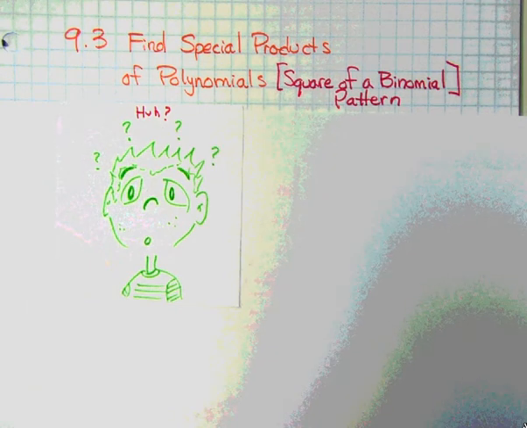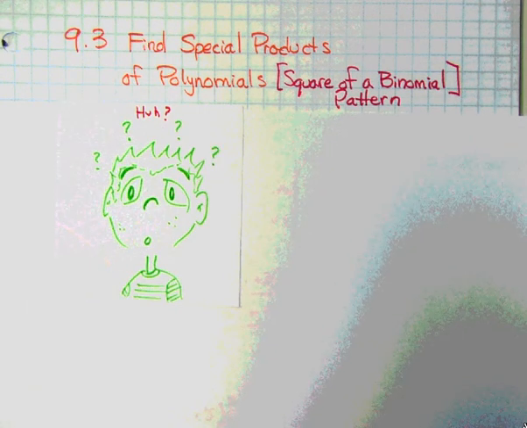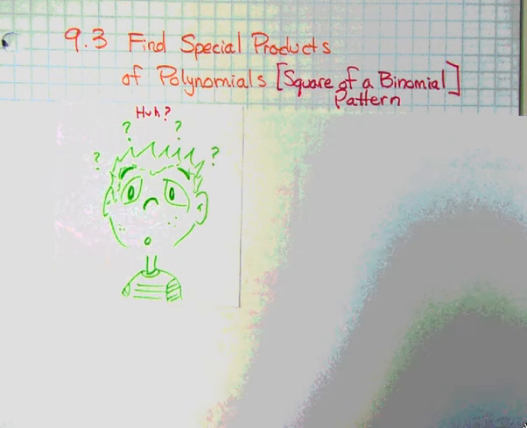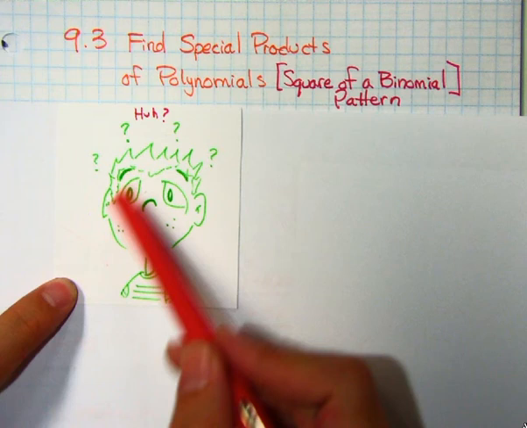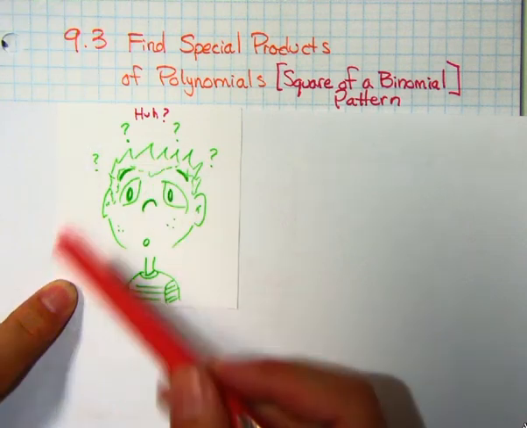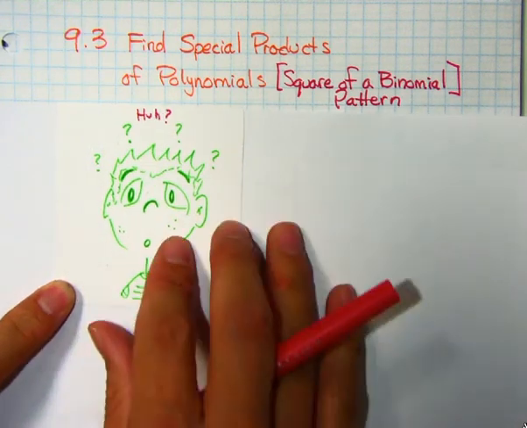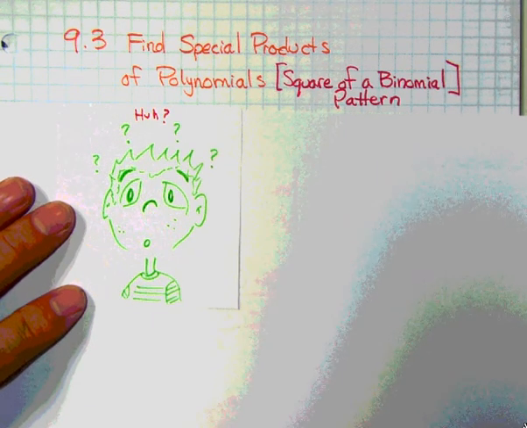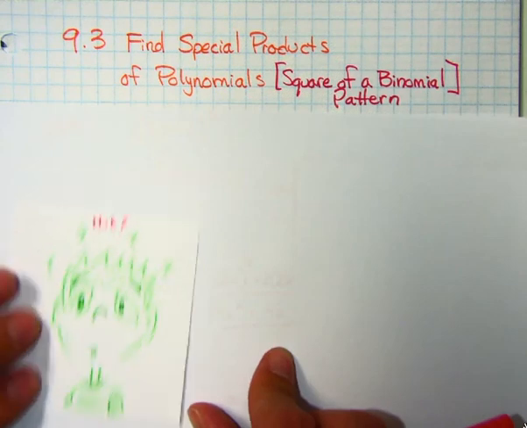In this video, we're going to talk about finding special products of polynomials, and in specific, it's the square of a binomial pattern. So right now, you might be feeling like this guy right now. Huh? How do I do this? Well, it's just a shortcut. So I'm going to show you how to use that shortcut. And if you're not comfortable with it, you can always do a little bit longer of a way. Okay? Let's put this guy to the side for just a moment.